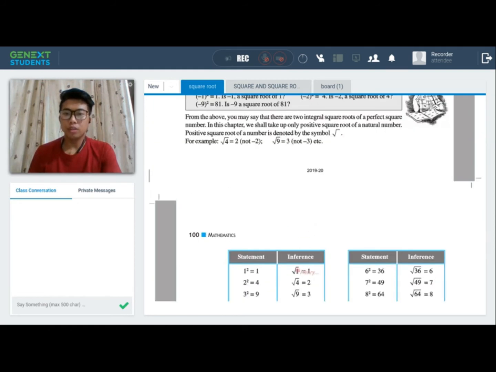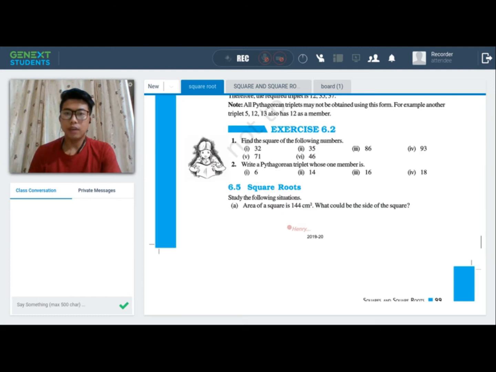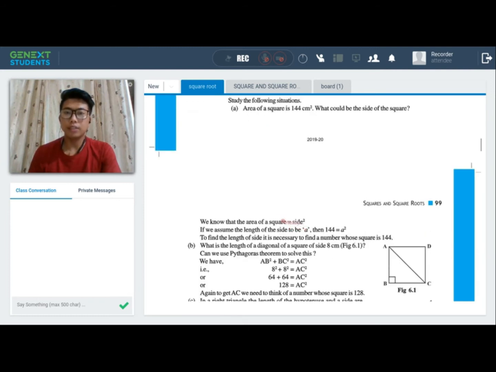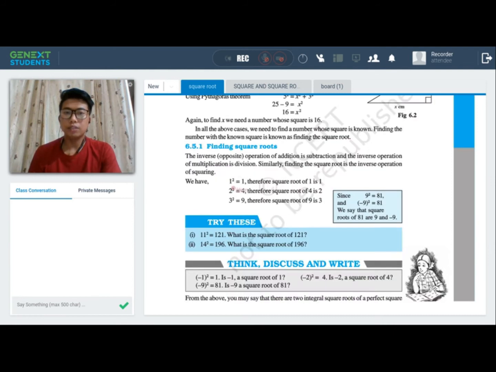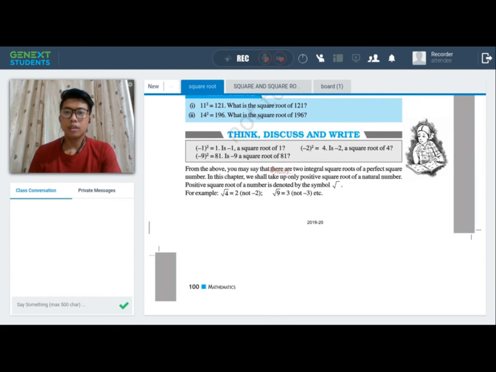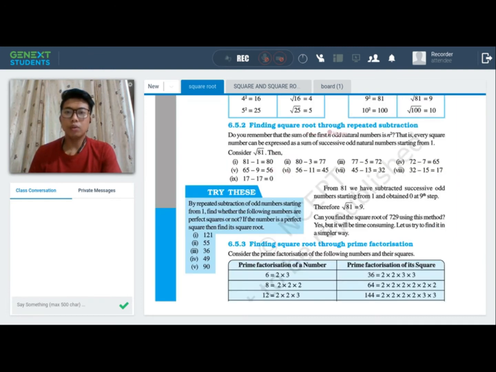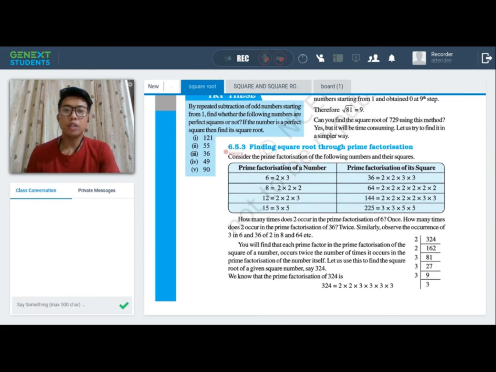The topic of finding square roots has been divided into 4 to 5 sessions. Yesterday we did 5.1, which says finding square roots. Then we moved on to finding square root through repeated subtraction of odd numbers. So today we will continue the class with 5.3, finding square roots through prime factorization. Yesterday I gave you a brief introduction about this topic, prime factorization, and what we are going to do.